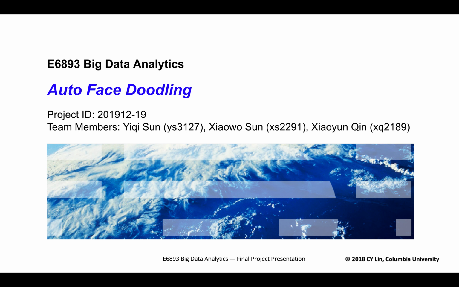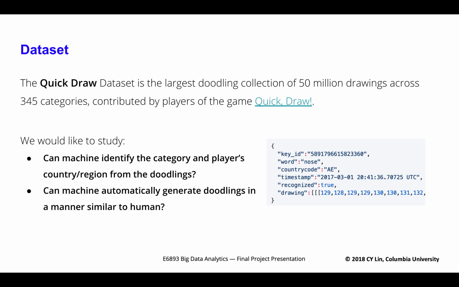Hello, we are Group 19 and our topic is auto-face doodling. At the very beginning, we found a very interesting dataset, which is QuickDraw from Google. After exploring the data, we would like to learn whether a machine can identify the categories and players, country, or region from the doodlings, and whether a machine can automatically generate doodlings in a manner similar to humans.